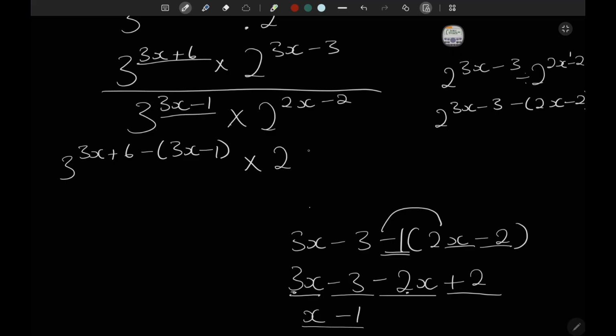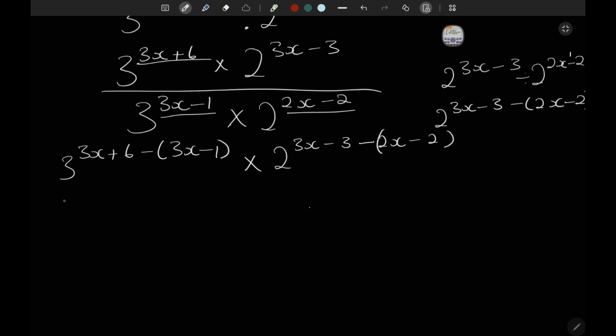Let's write this here. You write down our base, which is 3x minus 3. Our base, which is 2, then 3x minus 3. Minus, we have 2x minus 2 in a bracket. So we should have 3. Here we have 3x plus 6 minus 3x plus 1. So we can take this step by step as well. We have 3x plus 6, minus 1 times positive 3 should give you negative 3x. Then minus 1 times minus 1 should give you a positive 1.